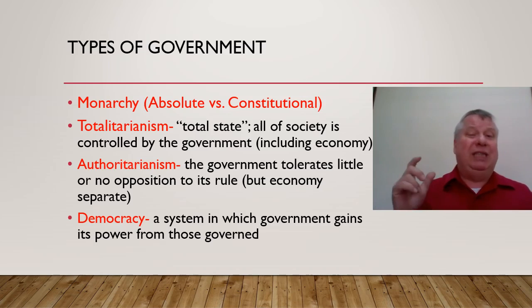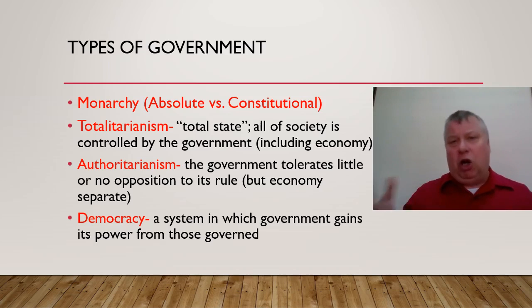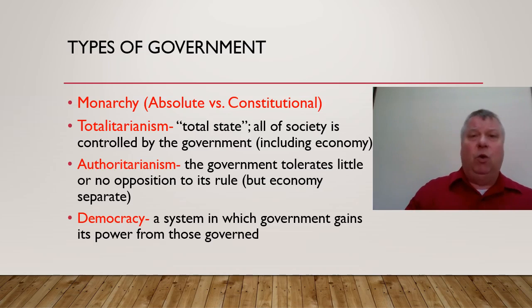For example, totalitarianism. This is when the state claims control over all sectors of society and is mostly associated with communist governments, such as the Union of Soviet Socialist Republics, Cuba, China, North Korea. And in these societies, the state controls everything. Therefore, total.